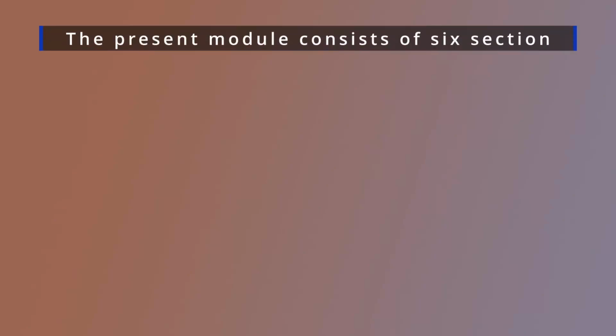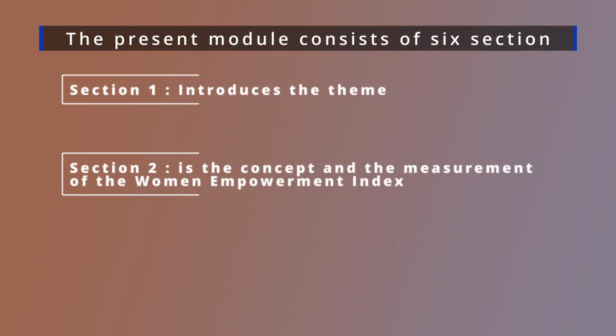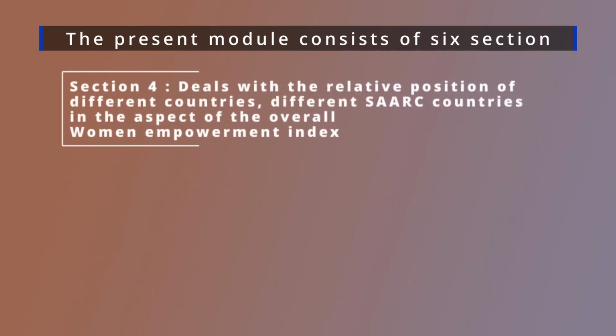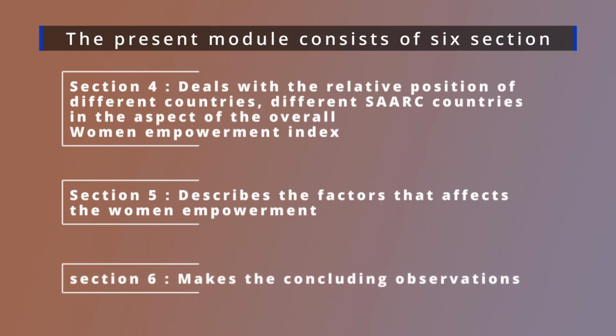The present module consists of 6 sections. Section 1 introduces the theme, whereas section 2 covers the concept and the measurement of the Women Empowerment Index, and section 3 exclusively explains the performance of the different countries in respect of women empowerment, whereas section 4 deals with the relative position of different SAARC countries in respect of the overall women empowerment index, and section 5 describes the factors that affect women empowerment, and finally section 6 makes the concluding observations.